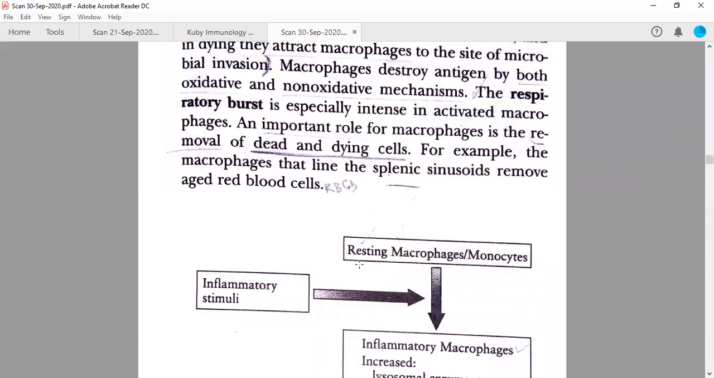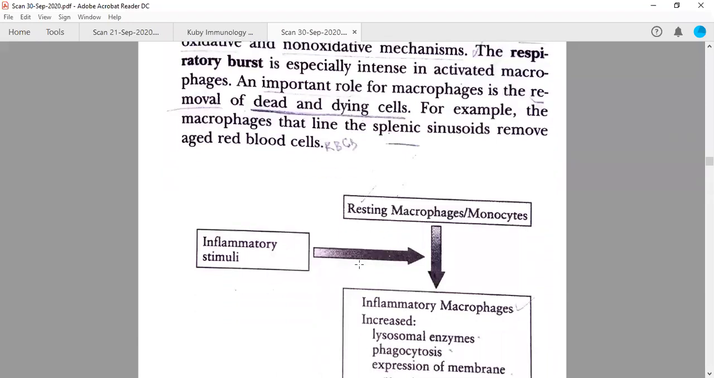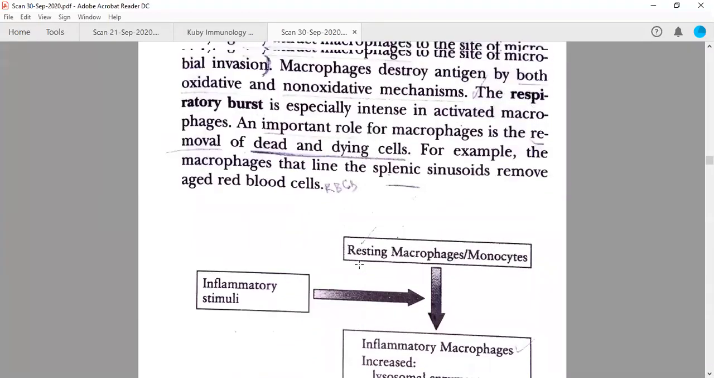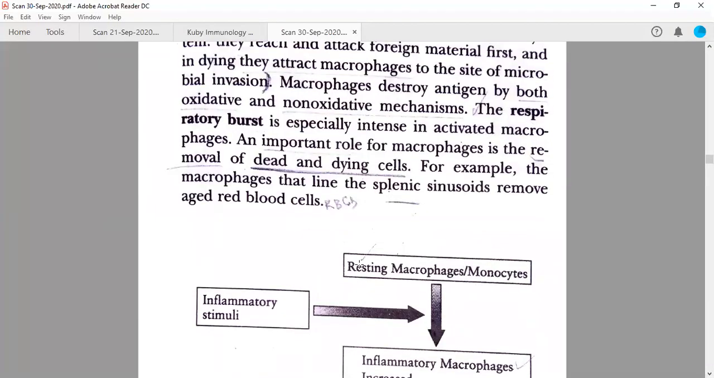Okay, so first we will discuss resting macrophages and then we will discuss activated macrophages, right? Generally, if there is no infection, no inflammation, these are called resting macrophages or monocytes. Generally, you can call them monocytes because these are not differentiated, right?